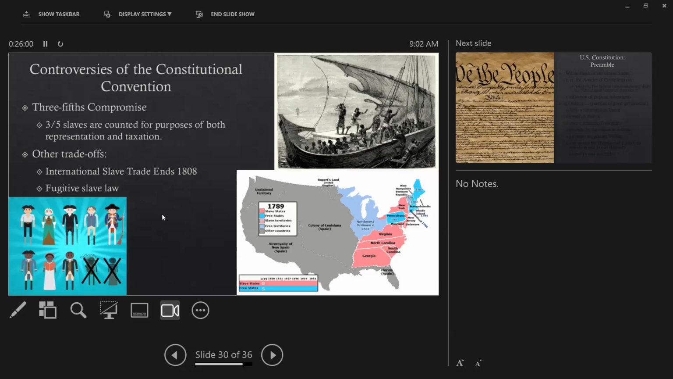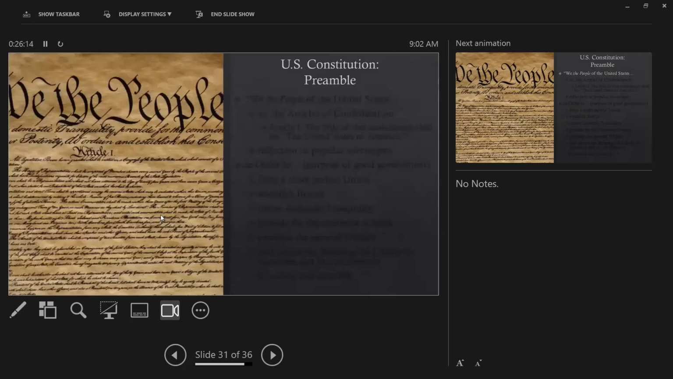Slavery really wasn't fully resolved. It continued to be the subject of controversy, as did state sovereignty. That was a matter that continued well into the first few decades of our nation. So we get a constitution adopted in September of 1787. And I want us to look at some of its details and key features.